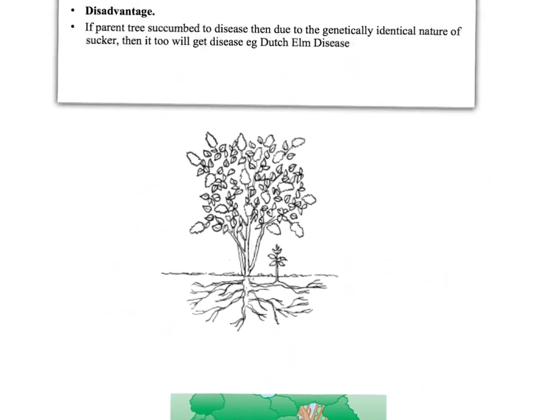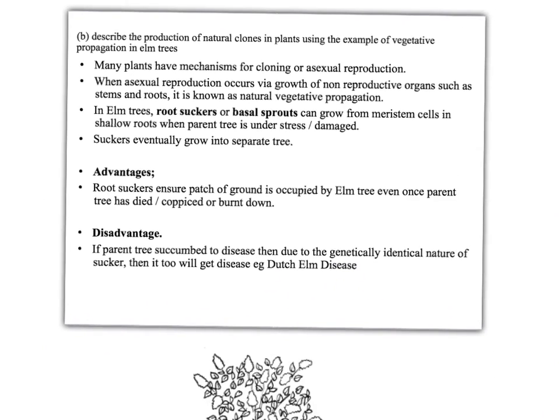So in summary, many plants have mechanisms of cloning or asexual reproduction. We talked about runners and potato tubers and so on. When asexual reproduction occurs via growth of non-reproductive organs such as stems and roots, it is known as natural vegetative propagation. So that's a key idea you should know about natural vegetative propagation, which is things like suckers, tubers, runners, etc. The example you've got to know about is elm trees.